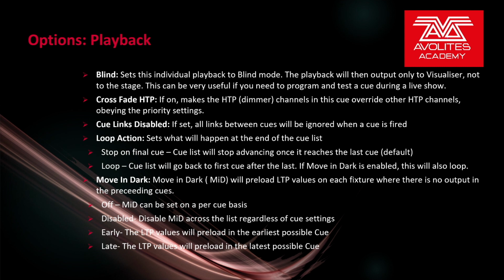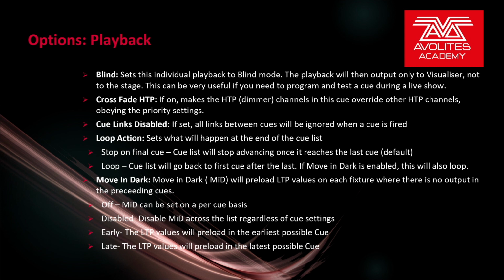Queue links disabled. If set, all links between all queues are ignored when the queue is fired. Loop action sets what will happen at the end of a queue list. Stop on final queue: the queue will stop advancing once it reaches the last queue. Loop: the queue list will go back to the first queue after the last. If Move in Dark is enabled, this will also loop.